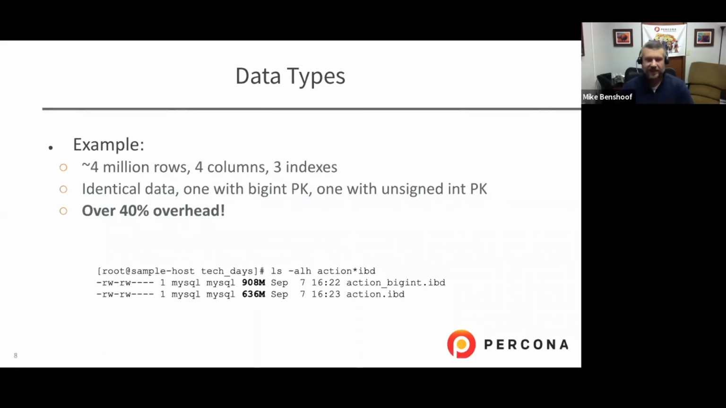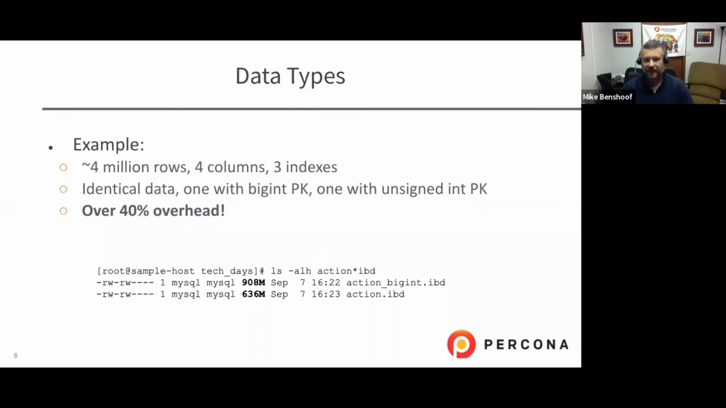So let's take an example table. We looked at this action table, and in my setup, I took the same table and identical data, right? I created around 4 million rows, and it was just 4 columns with 3 indexes. And then I created a copy of the table, exactly the same. The primary key on one table was a regular int, and the primary key on the other table was a big int, and I just did a select into.